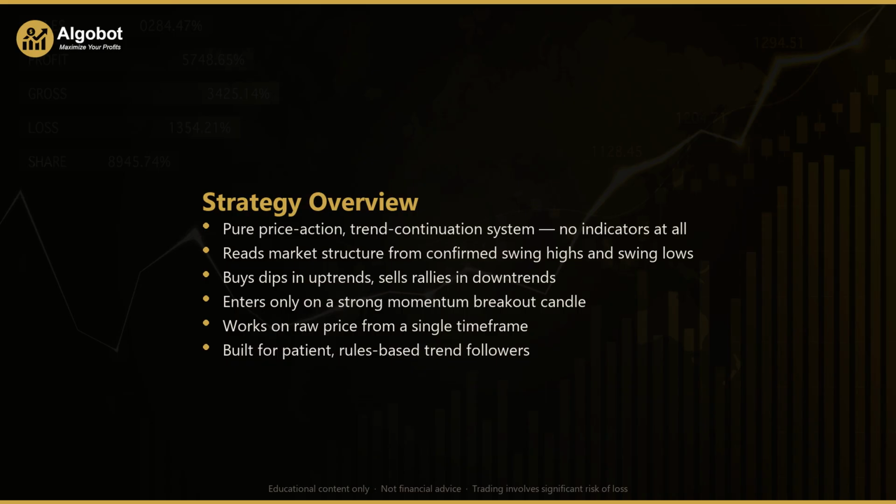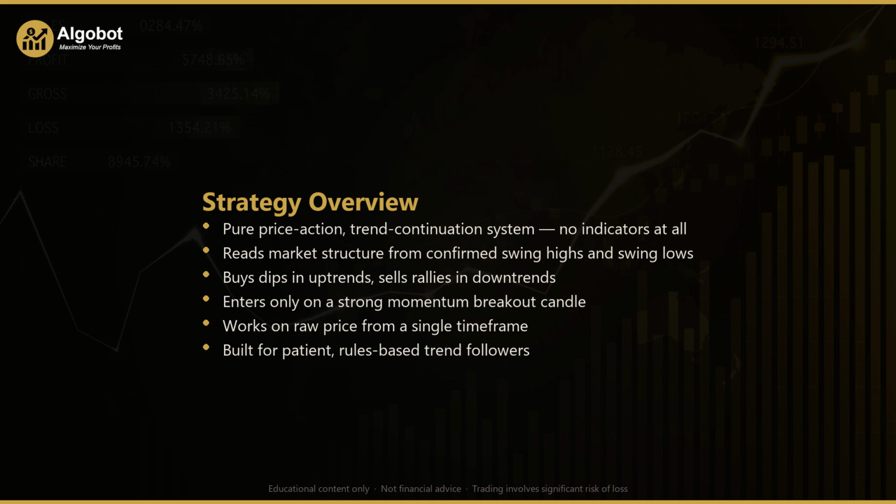Pivot Pullback Thrust is a trend continuation system built entirely on raw price action. There are no moving averages, no oscillators, and no lagging indicators of any kind. Instead, the strategy reads the market the way a discretionary price action trader might, by mapping out the swing highs and swing lows that form the skeleton of a trend. The name itself describes the three ingredients it looks for.